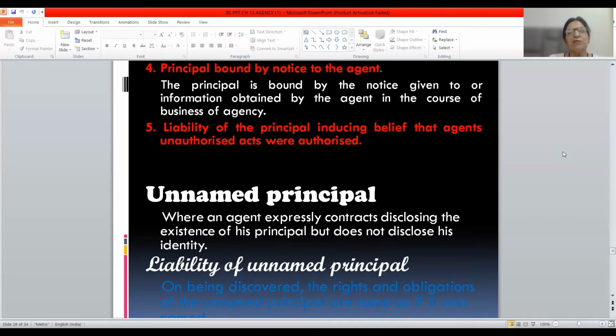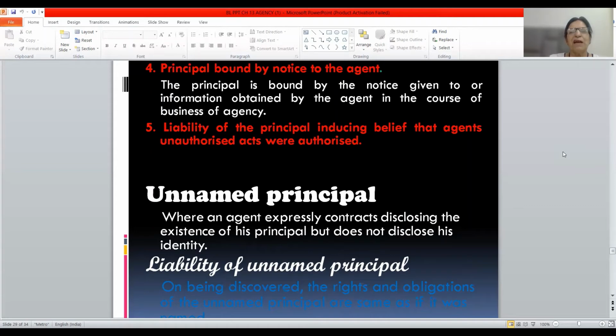Principal bound by notice to the agent. Any notice which is within the knowledge of the agent is always presumed to be within the knowledge of the principal. Any notice given to the agent means notice given to the principal. The principal cannot say, I was not aware, my agent was aware. If his agent is aware, it is taken as if it is known to the principal also.